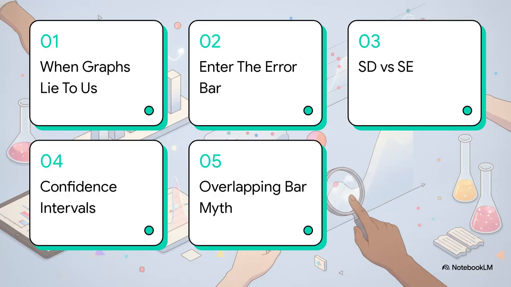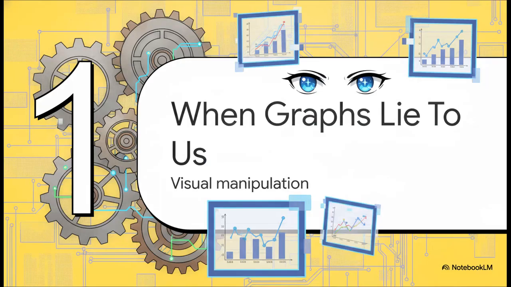All right, here's our roadmap for today. First, when graphs lie to us. Second, enter the error bar. Third, standard deviation versus standard error. Fourth, the confidence interval alternative. And finally, fifth, the overlapping bar myth. Starting off with Section 1, when graphs lie to us.